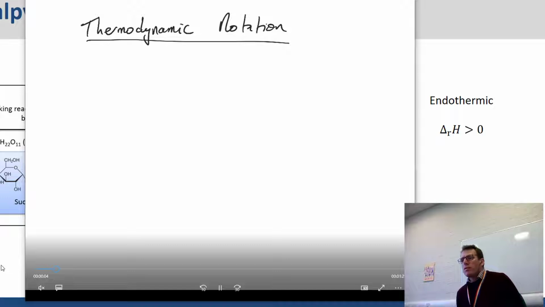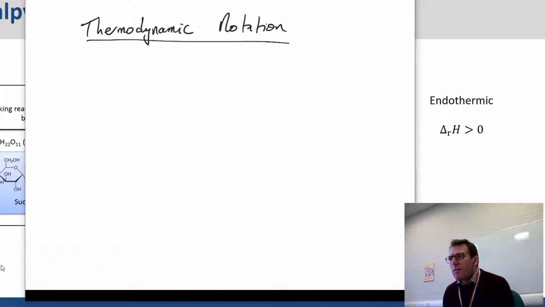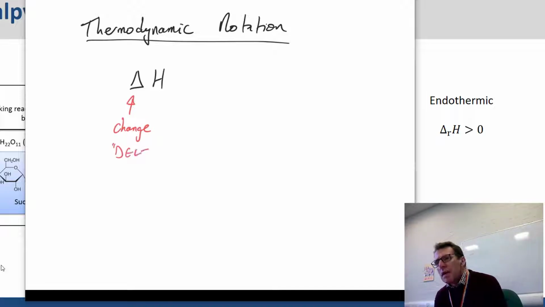So one thing we want to just recap is the issue of thermodynamic notation. Let's say we're talking about enthalpy. Very often we will have changes in thermodynamics, so we use the delta symbol, capital D, to indicate that we are talking about a change in the substance. So here we have delta H, meaning a change in enthalpy. We can then say what kind of reaction it is.